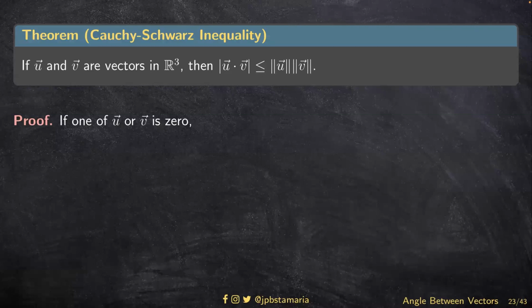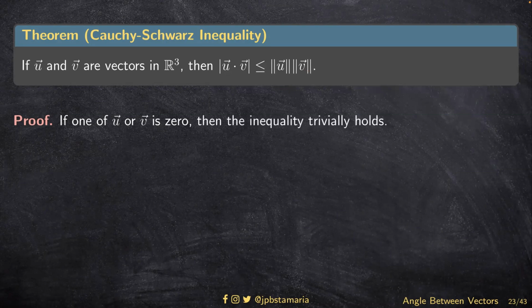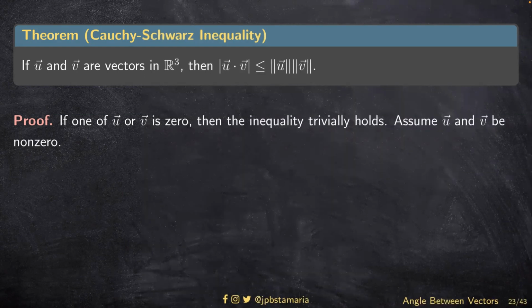Well, look, if one of the vectors is 0, we are done already. Do you know why? If one of them is 0, say U, your left-hand side is 0. Your right-hand side is 0 regardless of the size of V. So the theorem is trivially true when either U or V is 0. Okay? So for the rest of the proof, let's assume that U and V are both not 0.